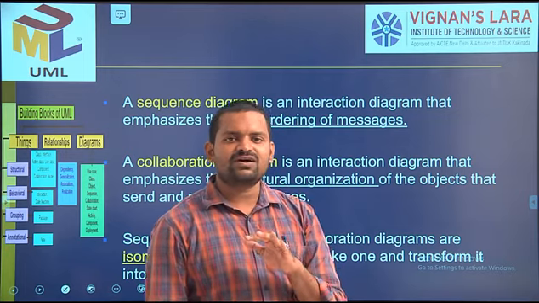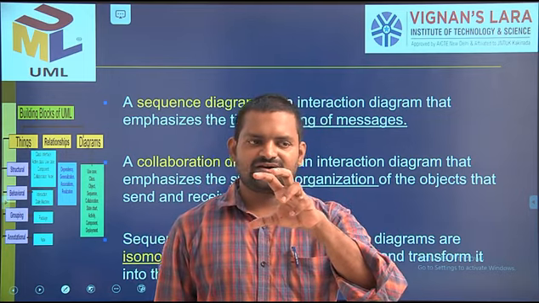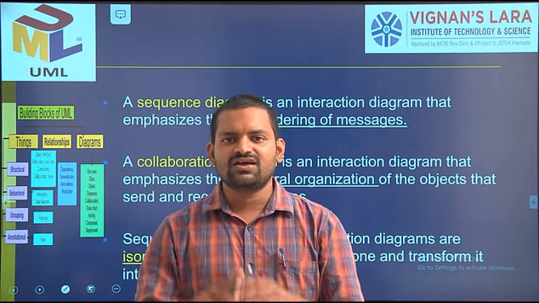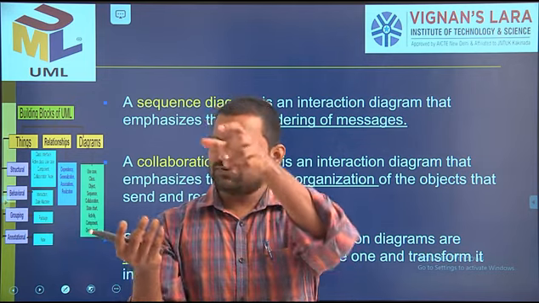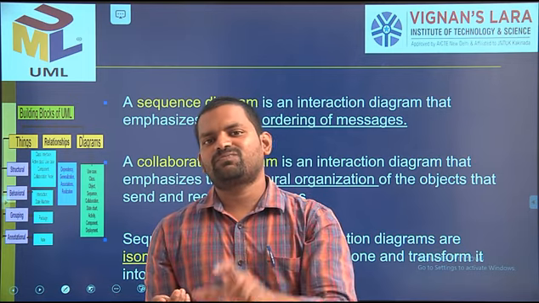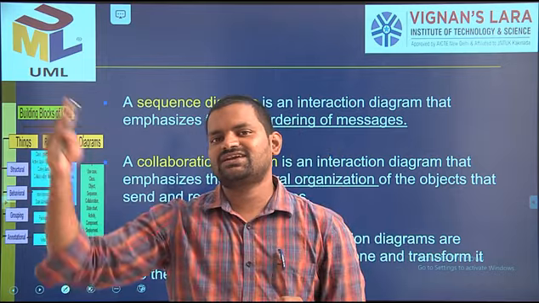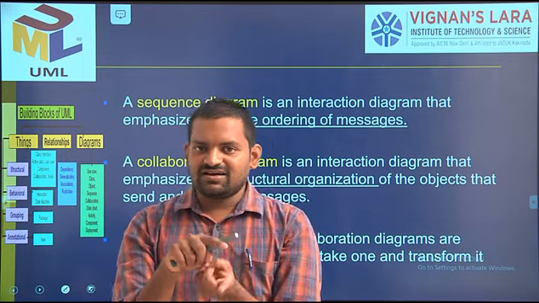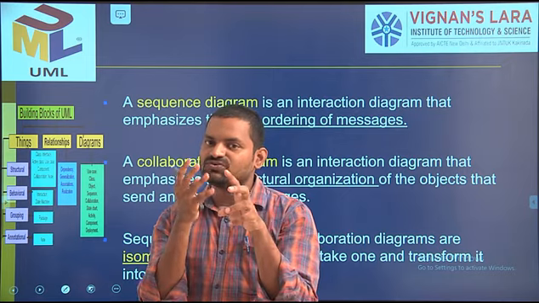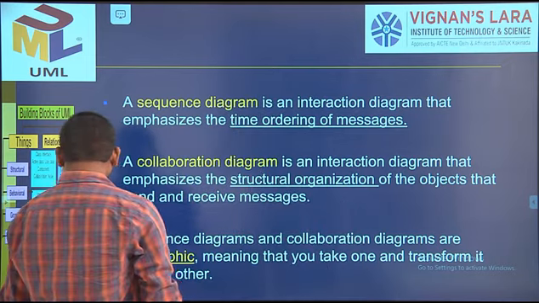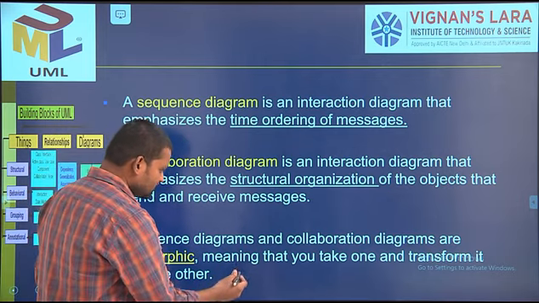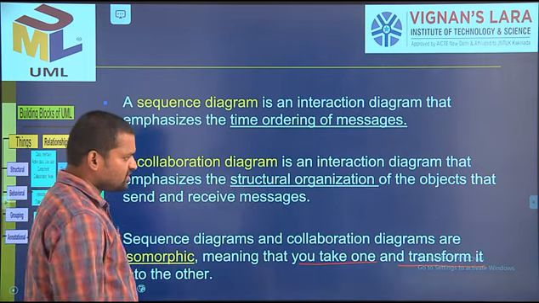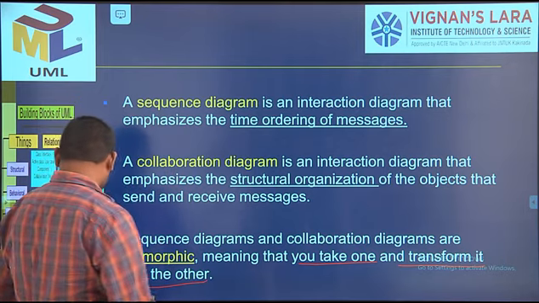What is isomorphic? You can create a diagram in the Rational Rose software and, after pressing F5, it automatically generates the other diagram. If you draw a sequence diagram, it automatically generates the collaboration diagram, and if you create a collaboration diagram, it automatically generates the sequence diagram. Both diagrams have the same representation, but the structural view is different. Isomorphic means you take one and transform it into the other.